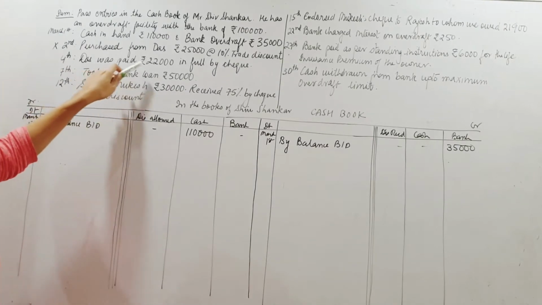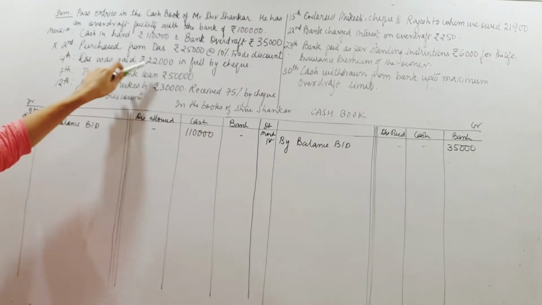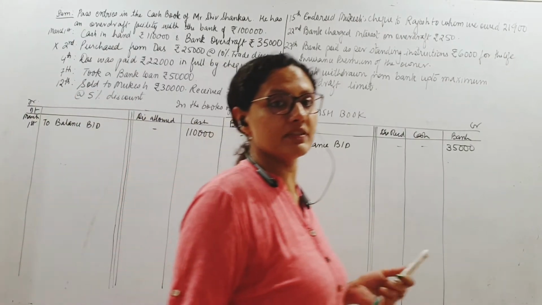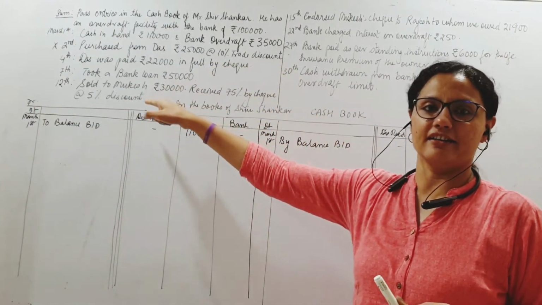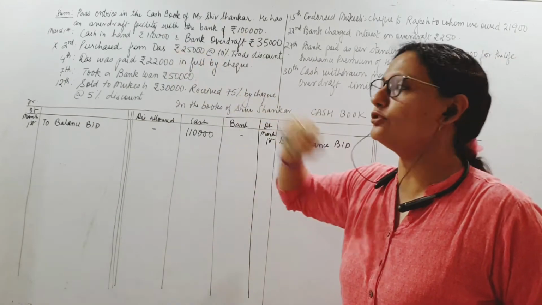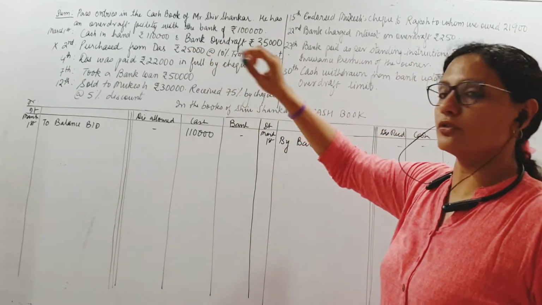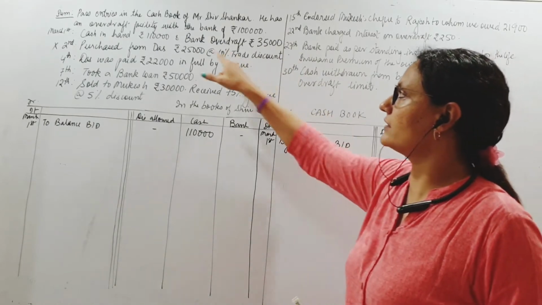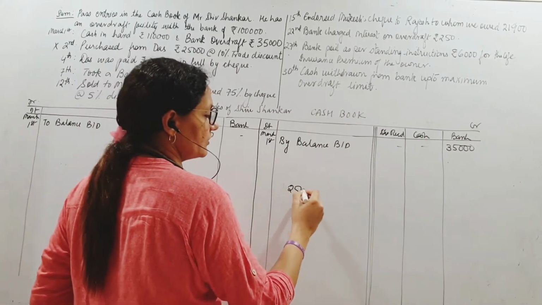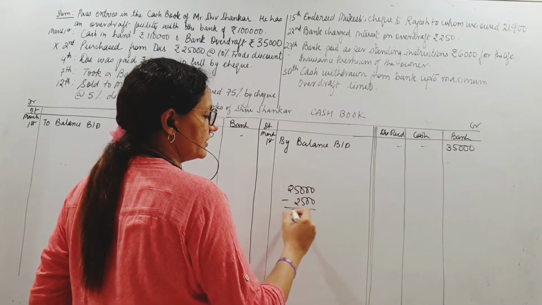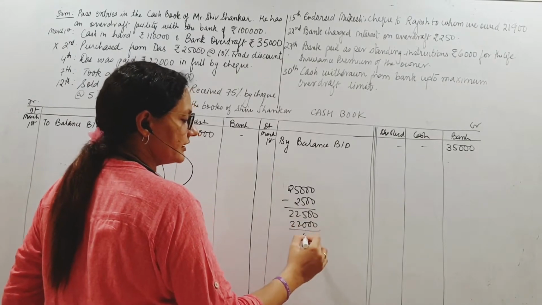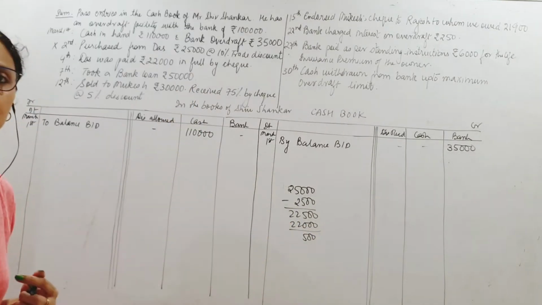But Das was paid 22,000 in full by check. Now of course 22,000 in full means in full settlement of what? We have purchased goods from him, so we owe him some amount, and that information is required here. Let us see how much I had to pay him. The purchased goods were 25,000 at 10% discount. 10% of 25,000 is 2,500, so subtract that. 25,000 less 2,500, I owe Das 22,500. And I am paying 22,000 in full settlement, therefore 500 is my discount received.